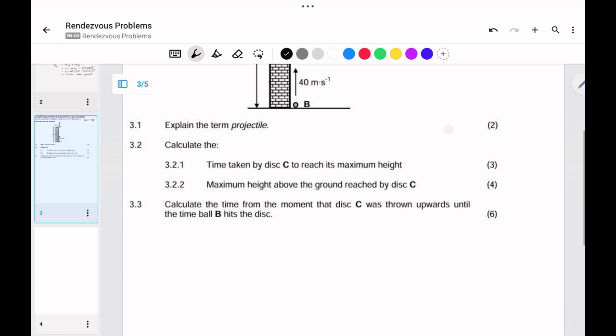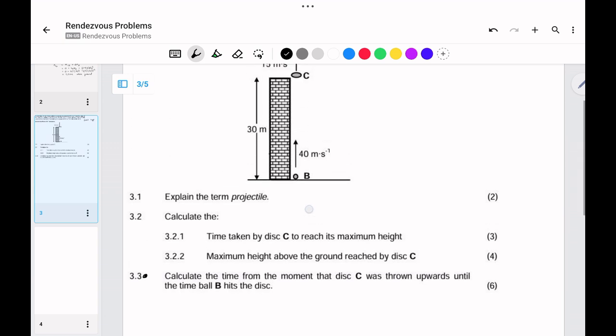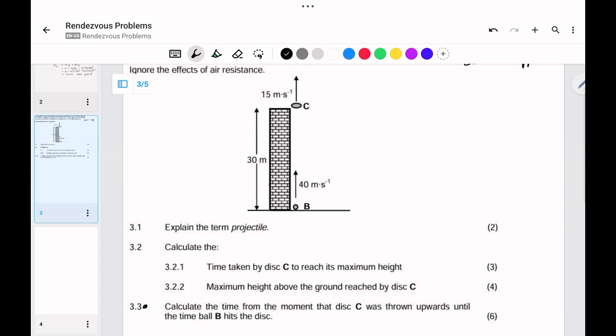So this is the problem that we're going to be solving. Calculate the time from the moment the disk C was thrown upwards until the time ball B hits the disk. In other words, we're solving for a time very similar to what we just did. It's just we don't have to do the final step where we back substitute after finding our time to find the final height.